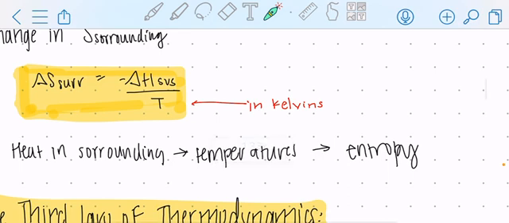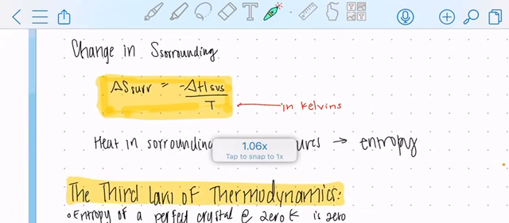So, heat goes into the surroundings when the reaction is exothermic, meaning that the change in H is negative. That's why that equation works.